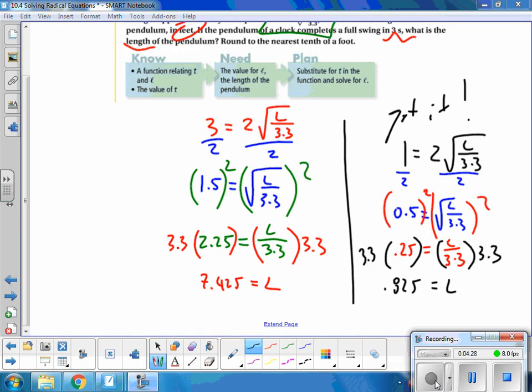All right, when I work this out, my length is 0.825 feet. So under a foot for this guy. I hope you got that too.